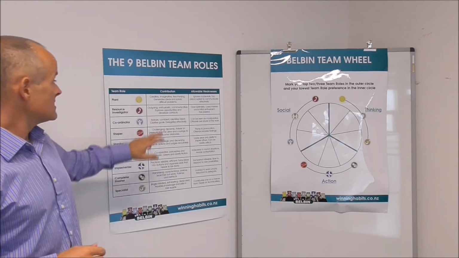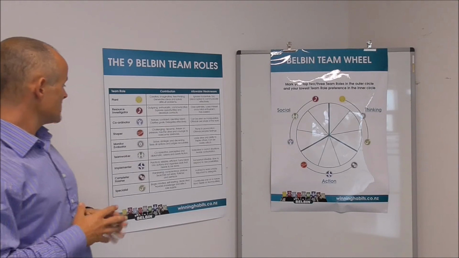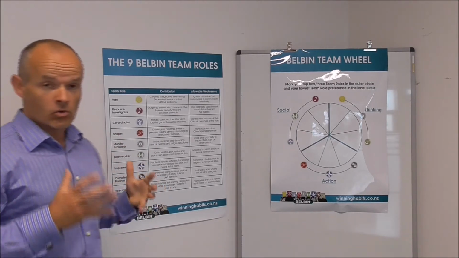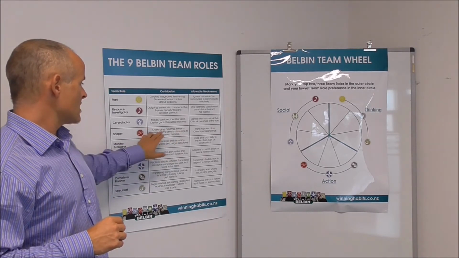We've got a light bulb there. So this is creative, imaginative, free thinking. Generates ideas and solves problems. We have, for example, a shaper. Now, all teams need shapers around. They're challenging, they're dynamic, they thrive on pressure.